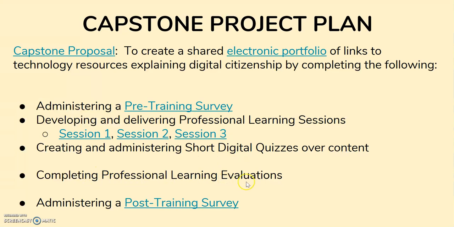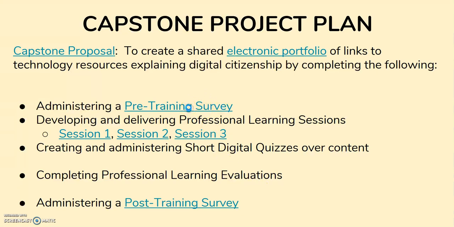Fourth, I completed professional learning evaluation, so I created evaluation surveys over the entire PL session for each of those, so there are 3 of those. And the fourth thing was to administer a post-training survey. The post-training survey was similar to the pre-training survey, but the purpose was to compare the results pre-training and post-training to see if the goals have been accomplished: the goals of increasing teacher awareness of digital citizenship, increasing knowledge of how to teach lessons on digital citizenship, and generally making teachers more comfortable with using technology in the classroom.